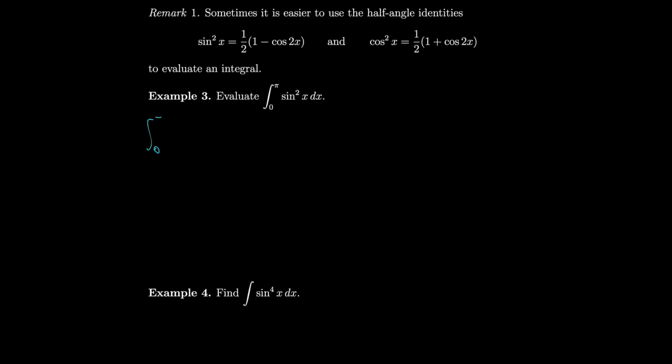We'll have the integral from 0 to pi of sine squared equal to half of the integral from 0 to pi of 1 minus cosine 2x dx. So all I did was use this identity, and then I took out the half.